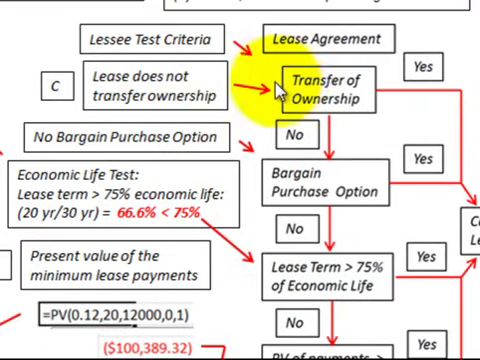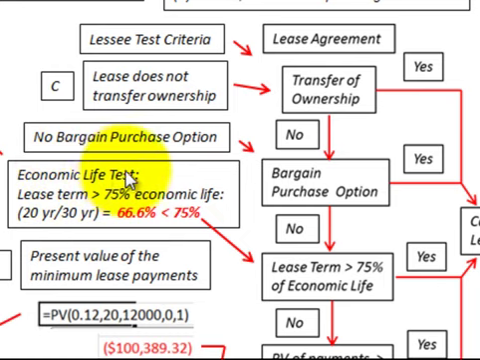First we're going to look at the transfer of ownership. It's given in this example that the lease does not transfer any ownership, so it fails that test and we go on to our next test, the bargain purchase option. We were given again that there is no bargain purchase option, so it would have failed that test. So we go on to our next test, the lease term greater than 75% of the economic life. Let's look at how we test that.